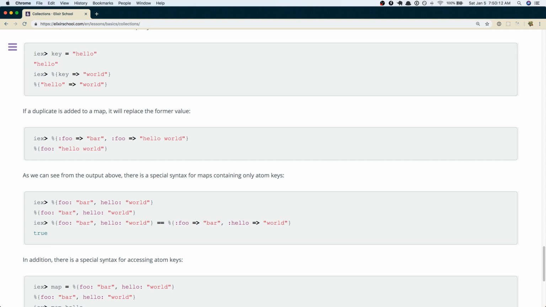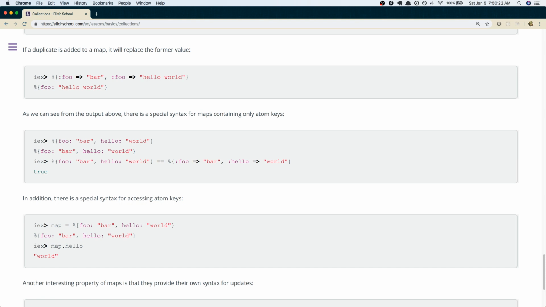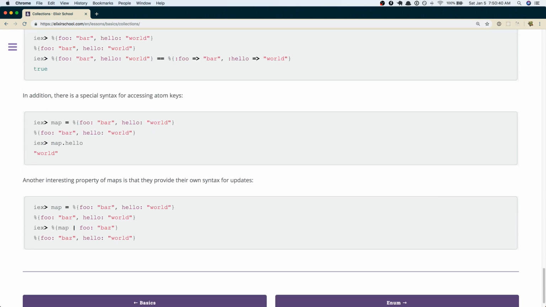As we can see from the output above, there is a special syntax for maps containing only atom keys. The hash rocket versus this. Another interesting property of maps is that they provide their own syntax for updates. The cons operator.